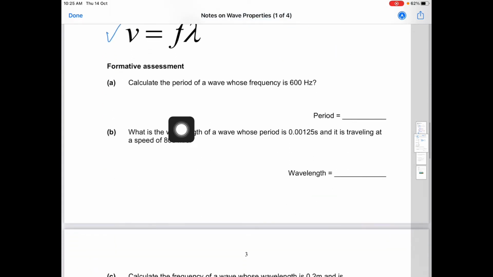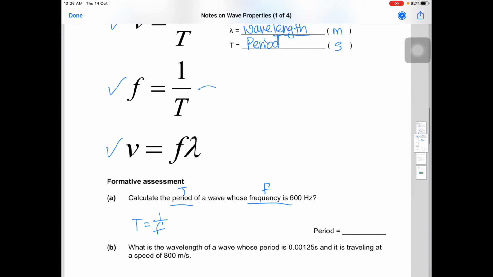So let's take a look at question A. Calculate the period of the wave whose frequency is 600 hertz. The unknown is period. What's given is the frequency. So T and F. Which formula involves these 2, T and F? If you remember the formulas correctly, the formula I'm thinking of is T equals 1 over F. And you'll be going, whoa, hang on, that's not right. You gave me F equals 1 over T.